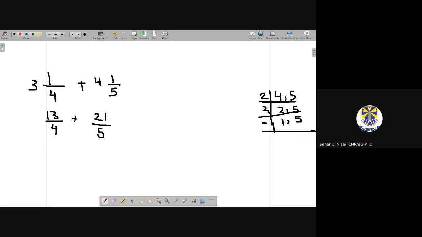Then we are going to do with 5. 5 1's are 5, and 5 2's are 10, and 10 2's are 20. So 20 is the common denominator. We have to make 20.